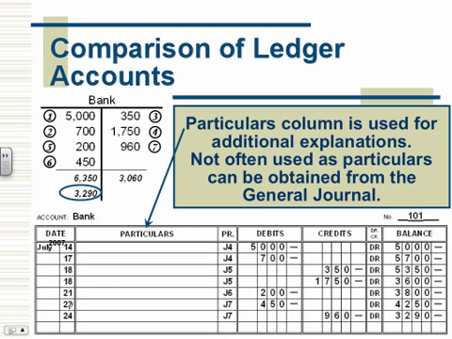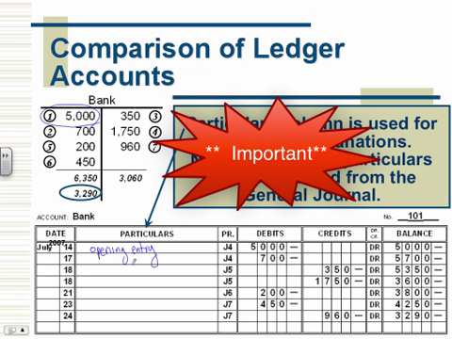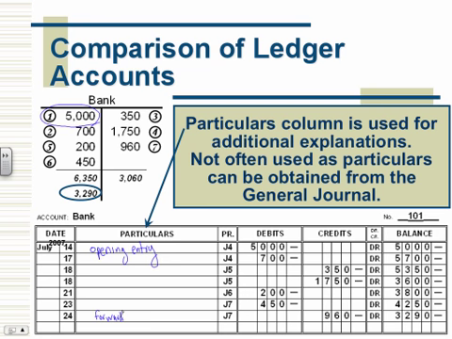The particulars column is used for additional explanations. It's not often used, but we do use it a few times. We use it when it's an opening entry, which is the very first transaction in a company. So let's assume that this $5,000 was the owner invested $5,000. We would put opening entry here. Otherwise, if it's any other transaction, you leave it blank. I'm also going to talk about when we forward the balance here, we use the word forward. When we get into chapter 9, we're going to be closing the accounts, so we'll be putting some words in here as well. But for now, we'll be only using opening entry and forwarding.